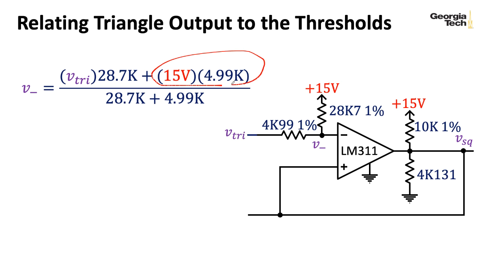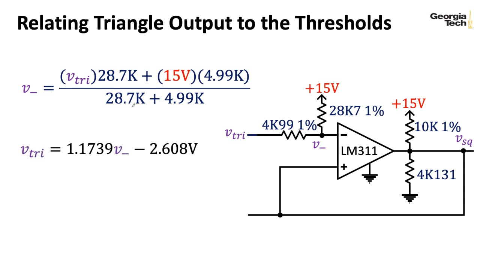And then to get this term, we can take this V tri node and ground it, and then imagine taking this 15 volts and dividing it across this 4.99K resistor. And then just doing a bit of algebra and rearranging the terms, we get this relationship between V tri and V minus here. And now we can try plugging in the extremes.